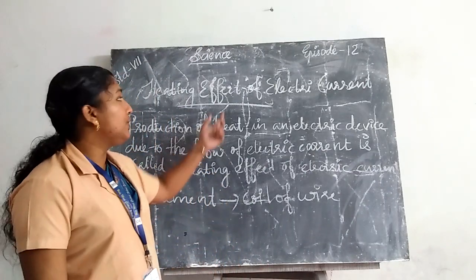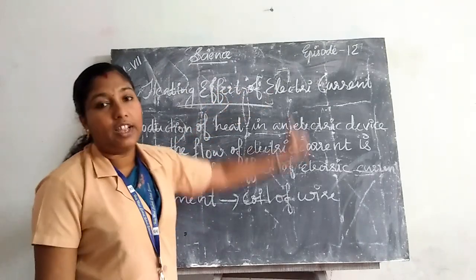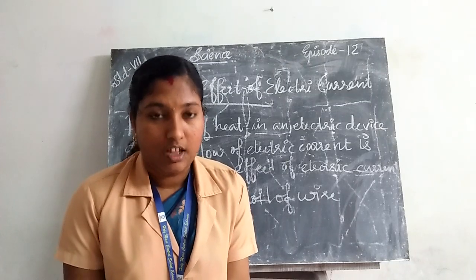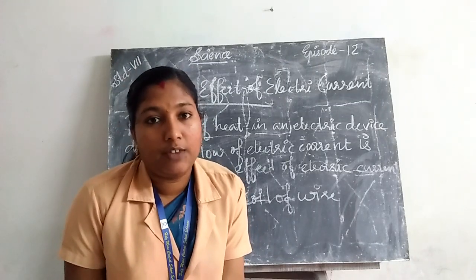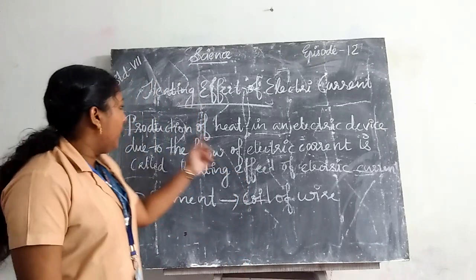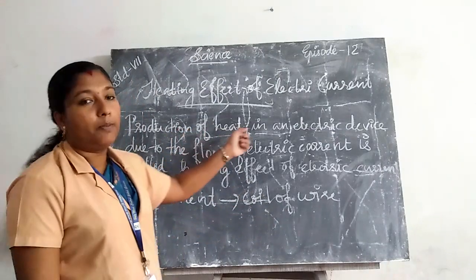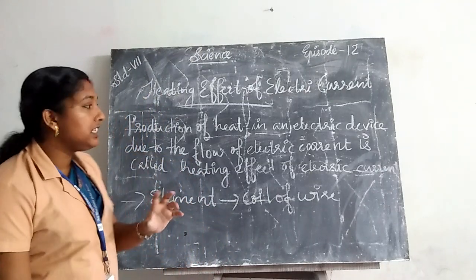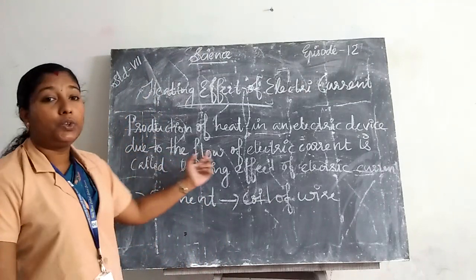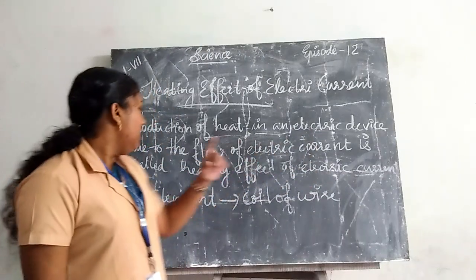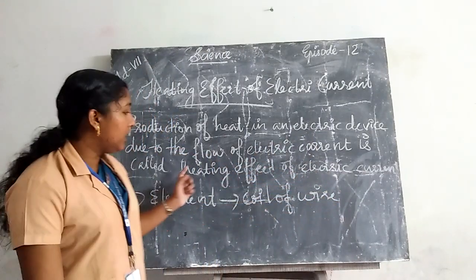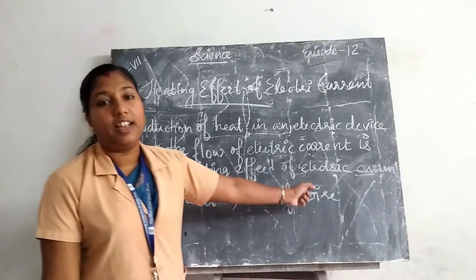This happens due to the heating effect of electric current. So, what do you mean by heating effect of electric current? The production of heat in an electric device due to the flow of electric current is called the heating effect of electric current.